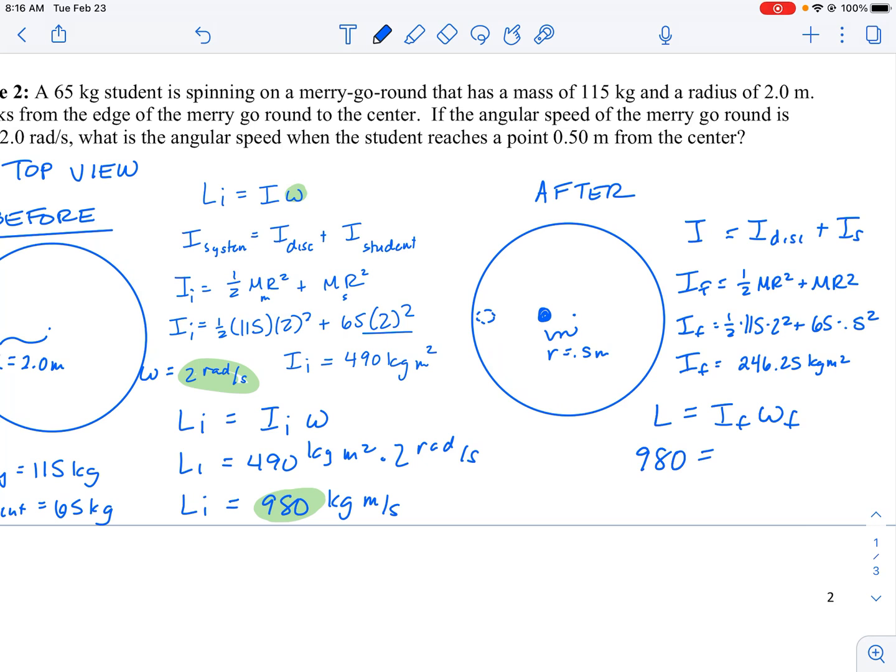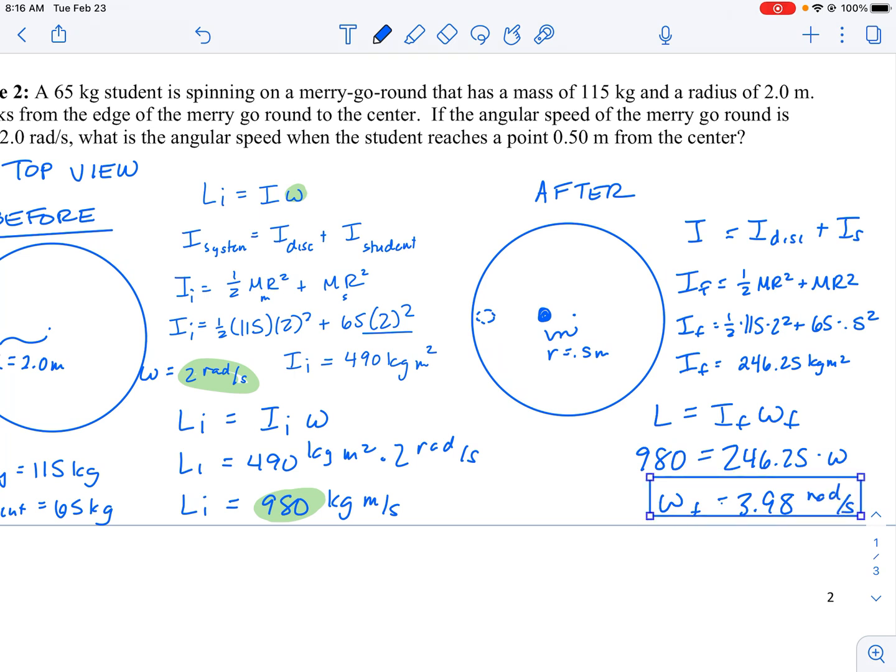I'm going to put in 246.25, and I'm going to solve for that final speed. And I get that the final speed is 3.98 radians per second.